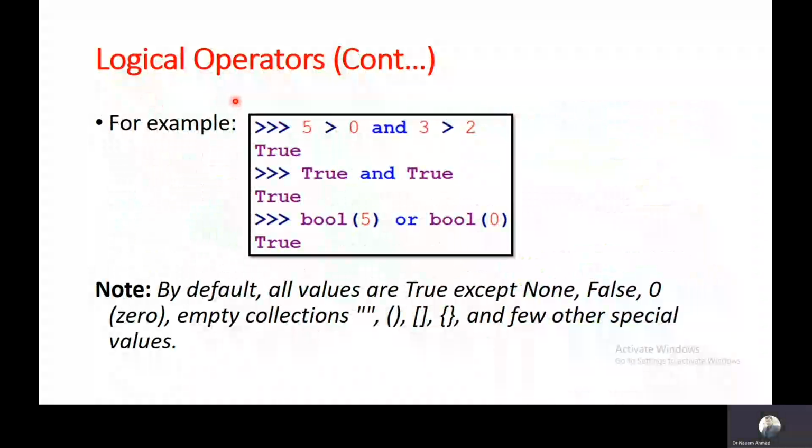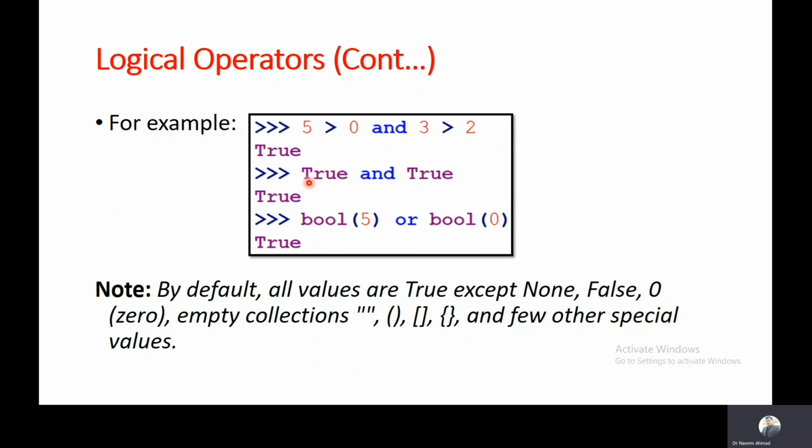Let's see an example to understand how we can use conditional statements. For example, I have combined two conditional statements using the AND operator, which is a logical operator. 5 is greater than 0, this is the first conditional statement. 3 is greater than 2, which is the second conditional statement. Both conditional statements are true, so on the execution of the complete statement, it returns true. Why? Because the AND operator returns true if both conditional statements are true.